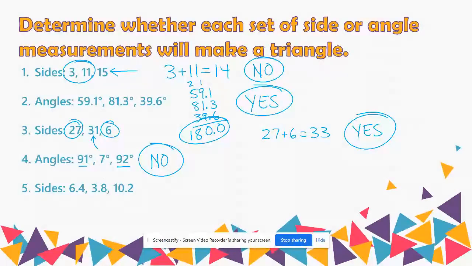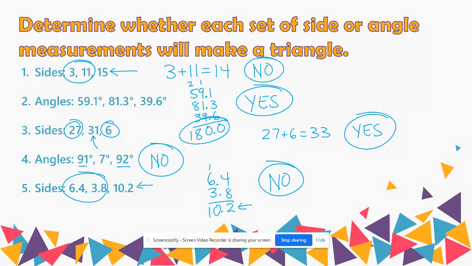And then my final one, I have sides. I've got these two sides here, 6.4 and 3.8. I'm going to add those together and see if they are indeed bigger than 10.2. So I'm going to add those up. Carry the 1, and when I do that, I get exactly 10.2. And remember, if it's exact, if they're equal to each other, that's a no. They do not make a triangle because they would just collapse on themselves. So that is a no. So that's one type of problem you'll get where you're taking the information you know and you determine yes or no, would this make a triangle?